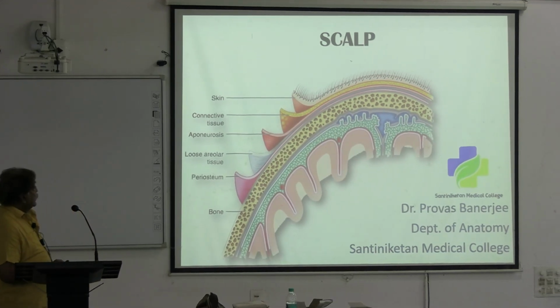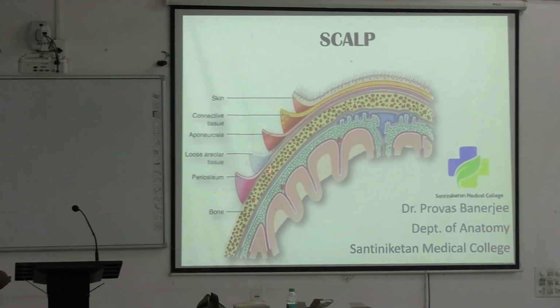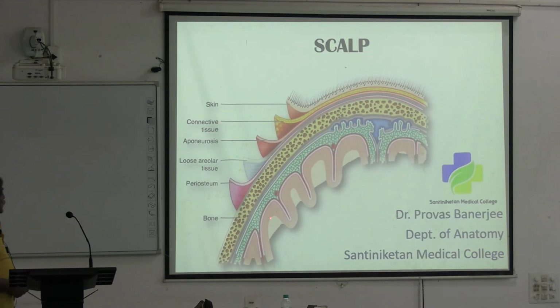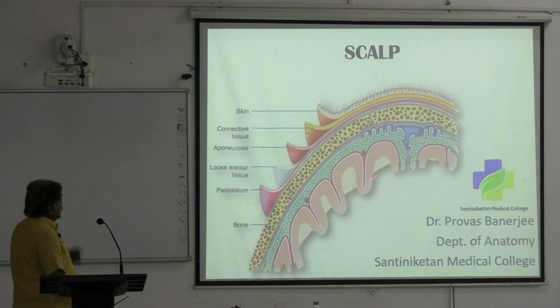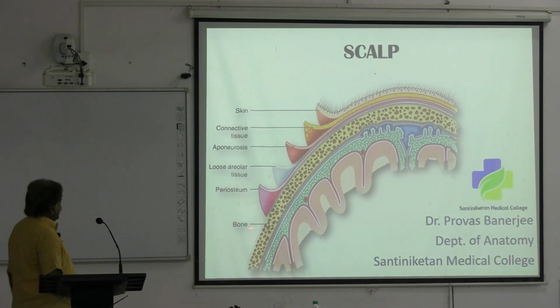Now, this is a section of the skull with the scalp, and you can see the brain, gyri and sulci. This is the bone. Now, the layers of the scalp: the skin, the connective tissue, aponeurosis, loose areolar tissue, periosteum, bone.